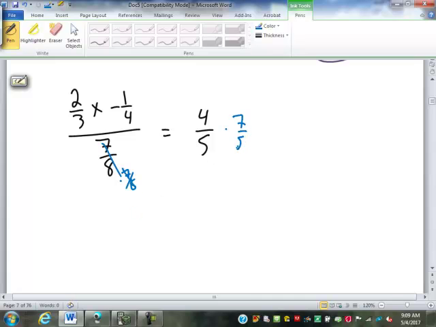What about here? What do I have to do? Times 7/8 cancels that out. Times 7/8 over here. So this leaves me with just 2/3 x minus 1/4.